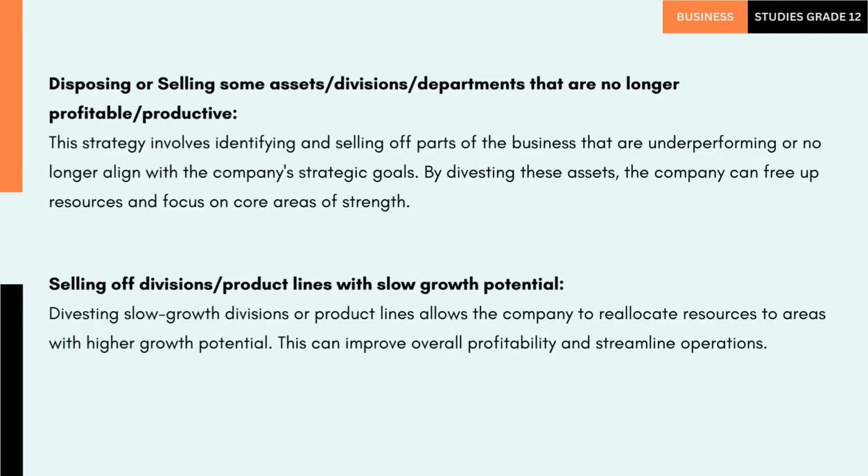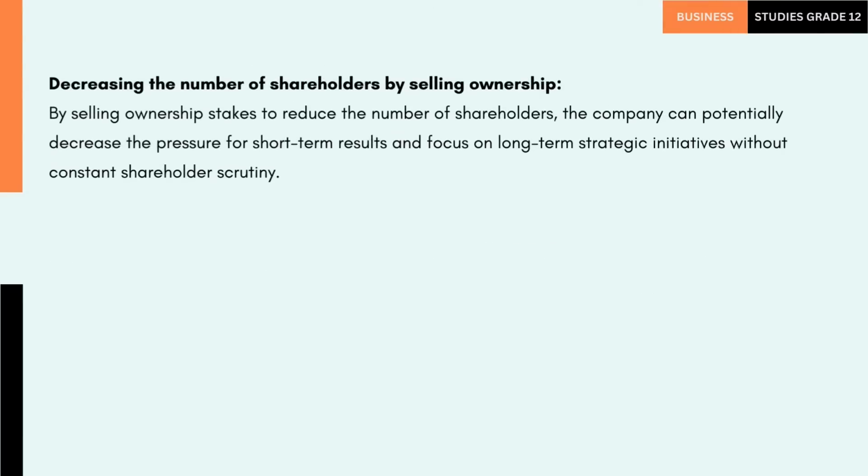B. Selling off divisions or product lines with slow growth potential. Divesting slow growth divisions or product lines allows the company to reallocate resources to areas with higher growth potential. This can improve overall profitability and streamline operations. C. Decreasing the number of shareholders by selling ownership. By selling ownership stakes to reduce the number of shareholders, the company can potentially decrease the pressure for short-term results and focus on long-term strategic initiatives without constant shareholder scrutiny.